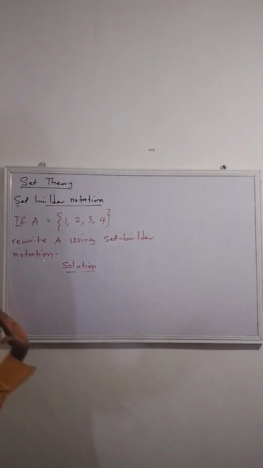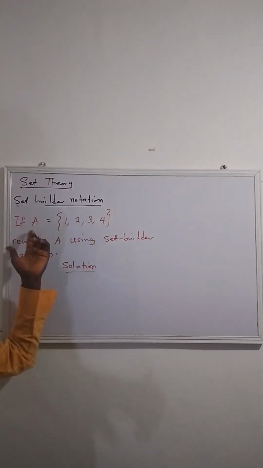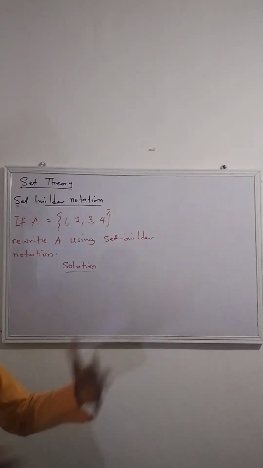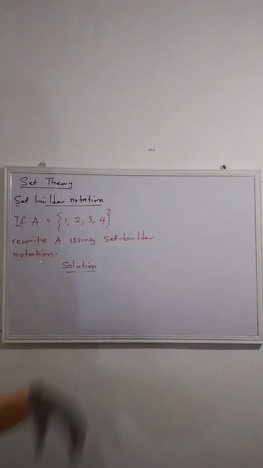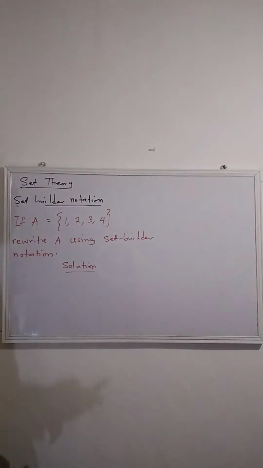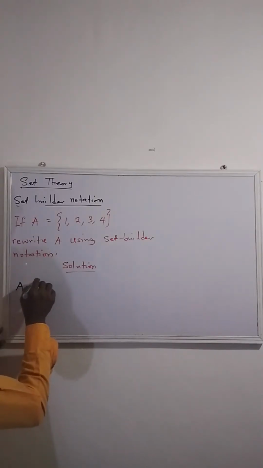Alright, so now that means that there are several ways you can write the set builder notation for this set A. There are several ways. Now let us look at the ways we can use to write this set in set builder notation. Now let's look at the first one.